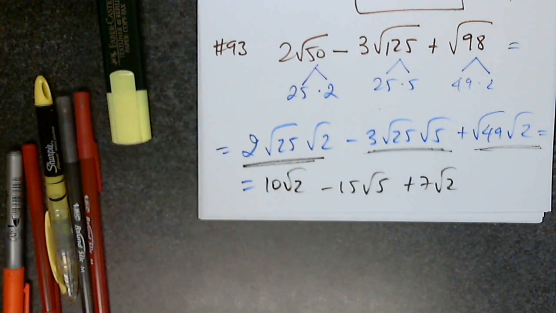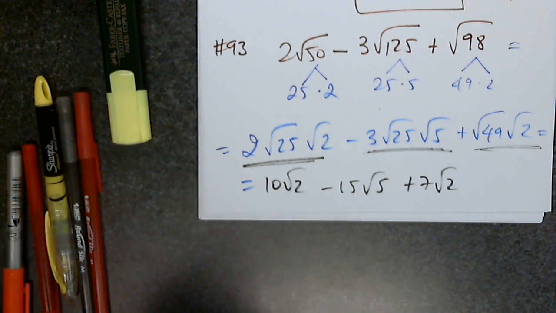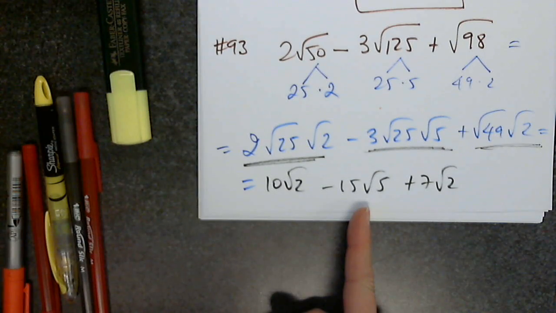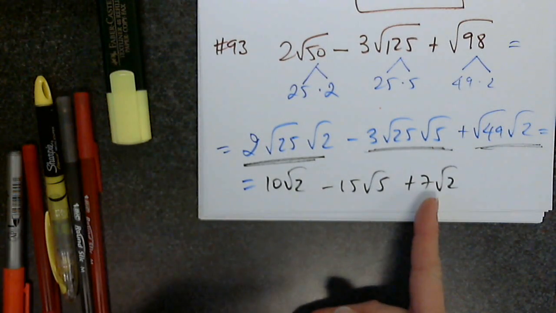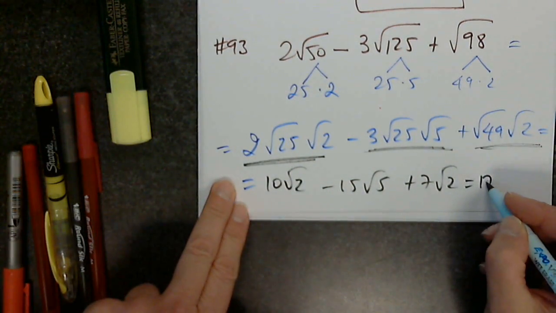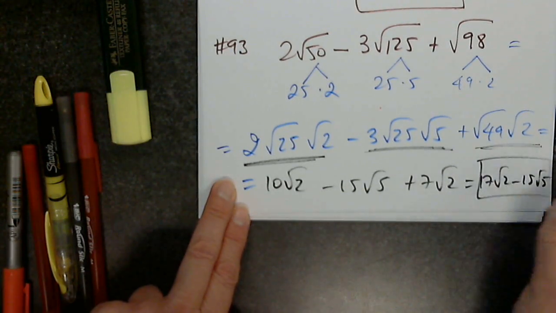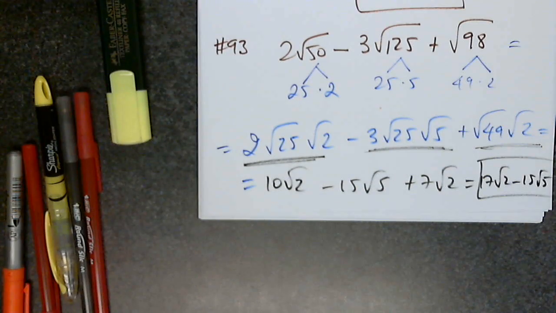Which two can I combine, and which one is not a like radical? I can add these two, but I cannot add this one. So 10 apples and 7 apples, this is 17 the square root of 2, but this is minus 15 the square root of 5, and this is it. We cannot combine the square root of 2 with the square root of 5.